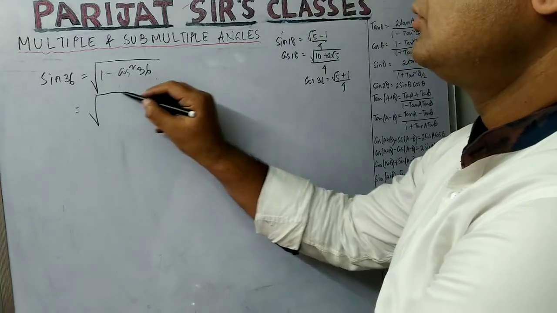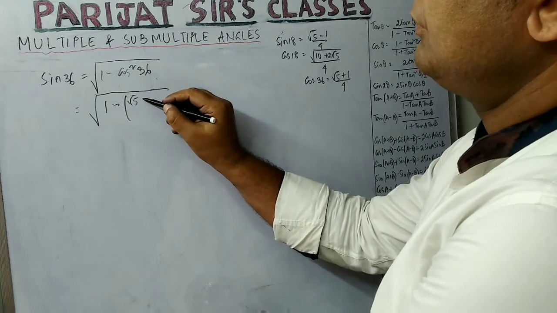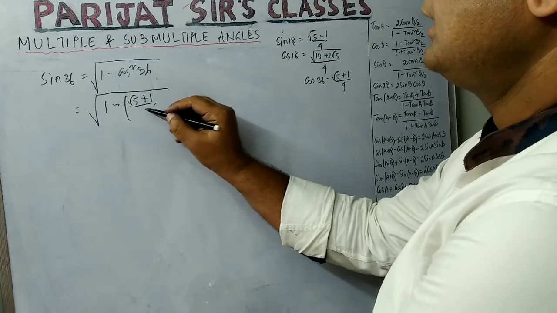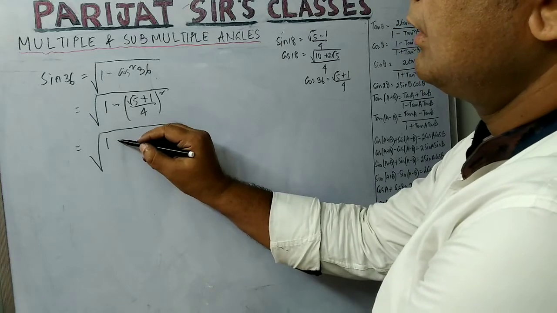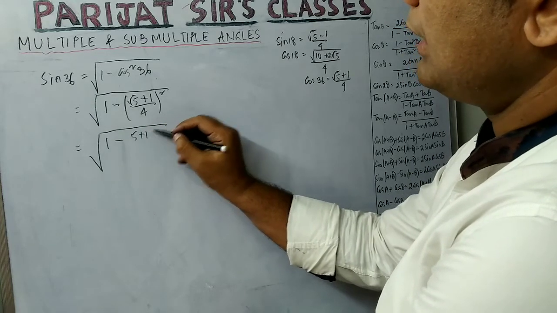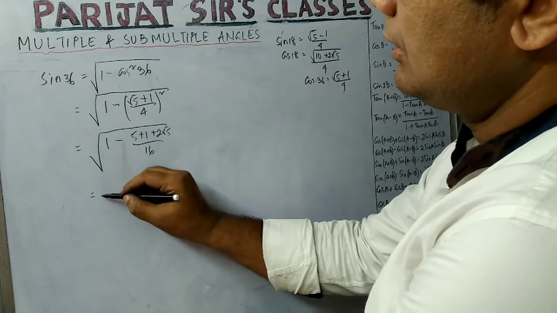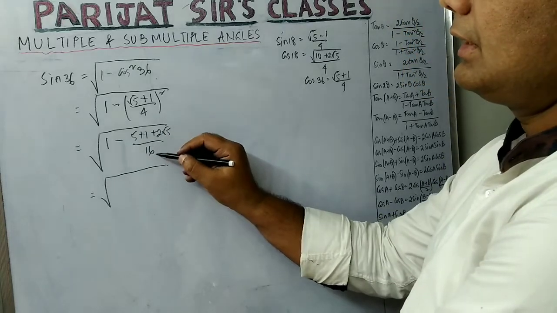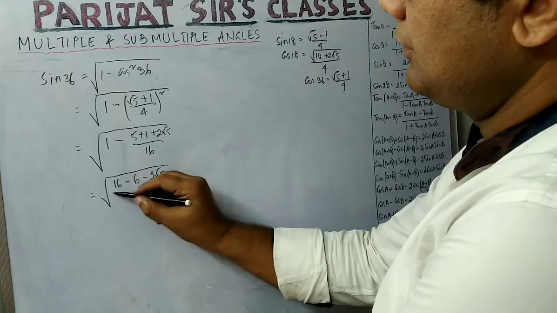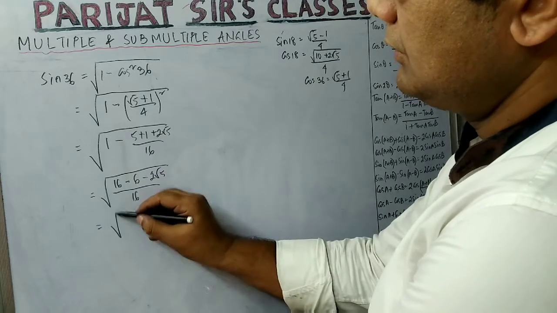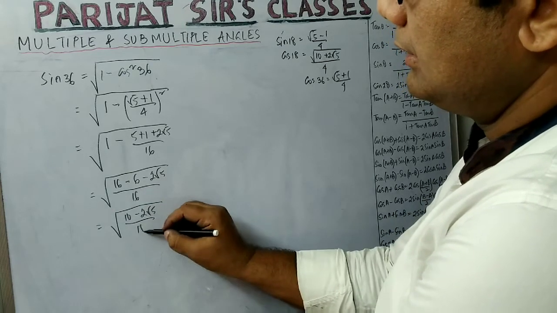So this comes out to be 1 minus root 5 plus 1 by 4 whole square. That is 1 minus 5 plus 1 plus 2 root 5 by 16. So 5 plus 1 is 6, LCM is 16. So 16 minus 6 minus 2 root 5 by 16, which comes out to be 10 minus 2 root 5 by 16.